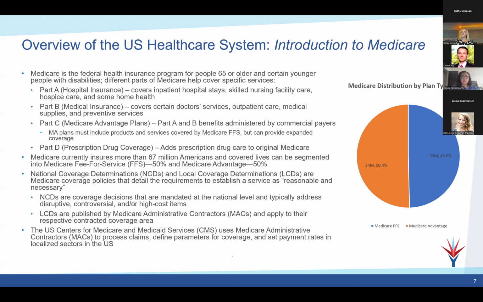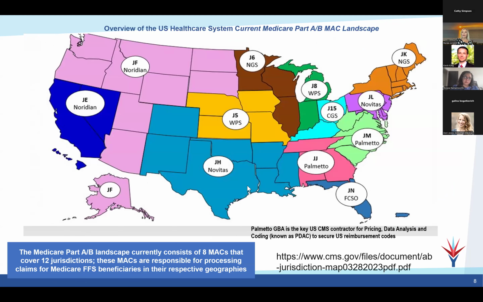The problem is, if you're turned down, if you don't get the coverage that you seek nationally, it's going to be more difficult to now go back to these local administrators called MACs, Medicare Administrative Contractors, and try to get them to cover your technology individually. So MACs process claims, define parameters for coverage, and set payment rates according to localized sectors in the US. And here you can see for Medicare Parts A and B that you have 12 jurisdictions, those are the colors, that are administered by 8 MACs, Medicare Administrative Contractors.